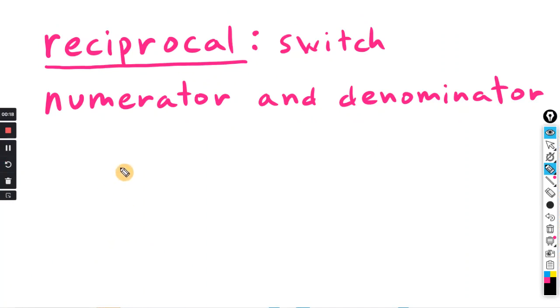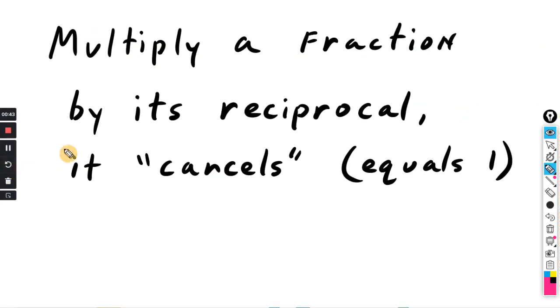Okay, so let's say you had a fraction, a over b, and if you took the reciprocal, that would become b over a. I just took the numerator and wrote it on the bottom, and I took the denominator and wrote it on the top. That's the reciprocal. And when you multiply a fraction by its reciprocal, it cancels. In other words, it equals 1.